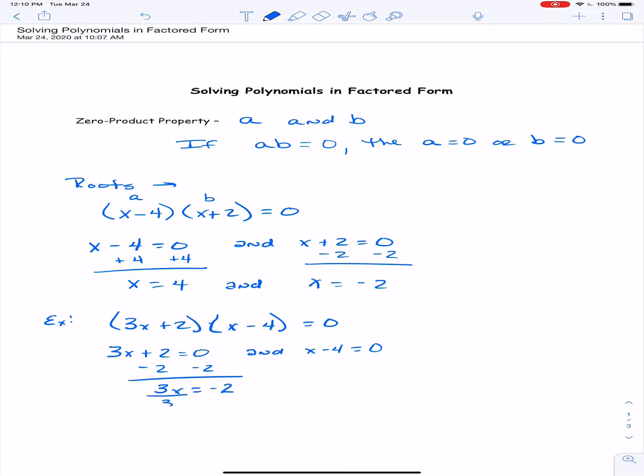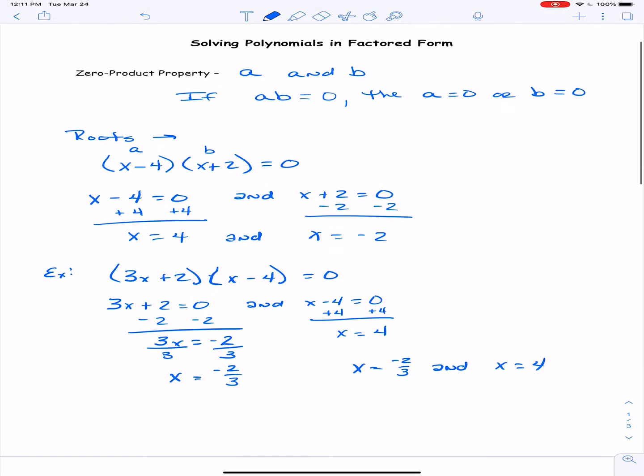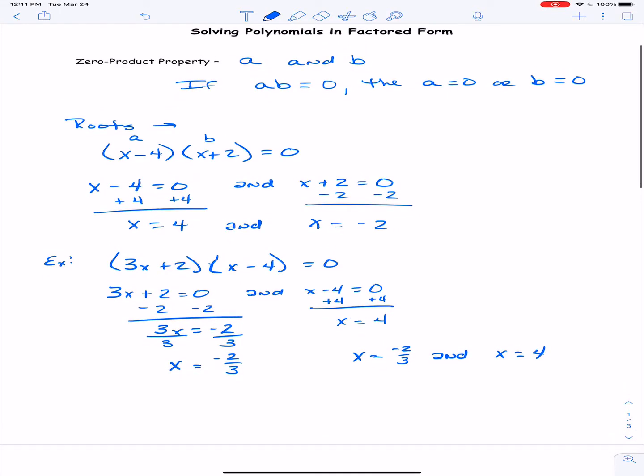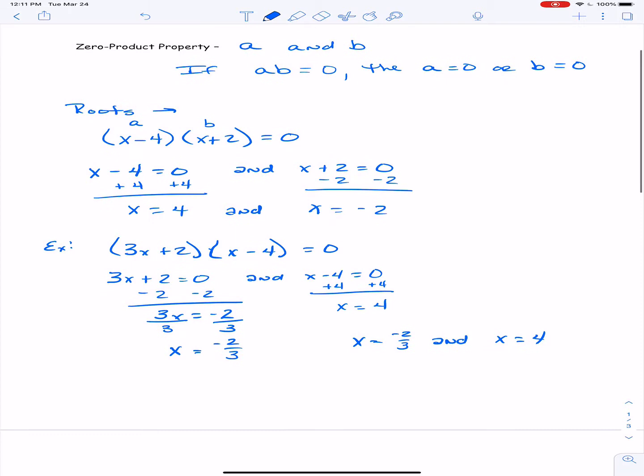We'll divide both sides by 3. And so x is equal to negative 2/3. And then over here, we're going to add 4 to both sides. And so over here, the second root is 4. So our roots are x equals negative 2/3 and x equals 4. Okay, so that's how simple this is when they're already factored. So you just set both of them equal to 0 and you solve the equation.